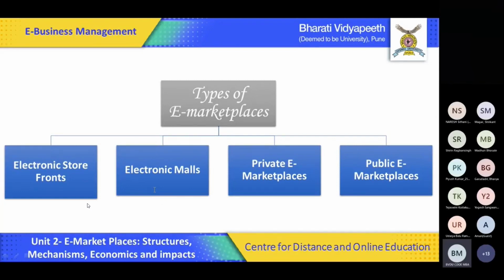Like 1800flowers.com, you must have seen this, they sell flowers and related gifts. Fashionmall.com, they are into beauty products. So all these are specialized stores which deal in only a few or specialized products. Then we have regional versus global stores.